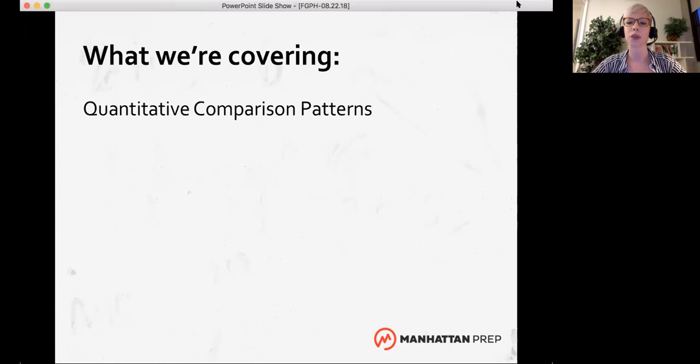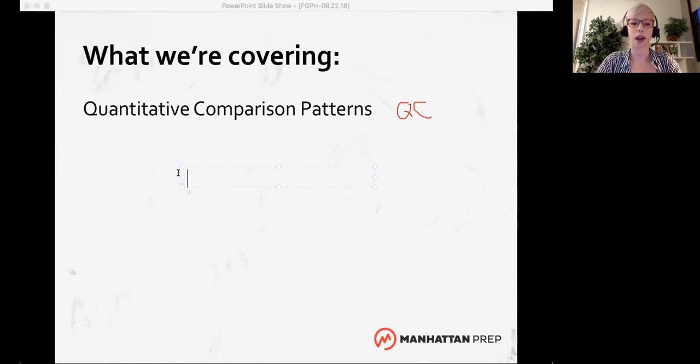So, quantitative comparisons. We're going to be looking at some patterns in quantitative comparisons. But actually, before we get into that, let's talk about what quantitative comparisons actually are. Can someone give me just a quick rundown, if you had to explain QC, as we'll call it, to someone who's never seen it before? What is QC all about? I like that. Which side is greater?